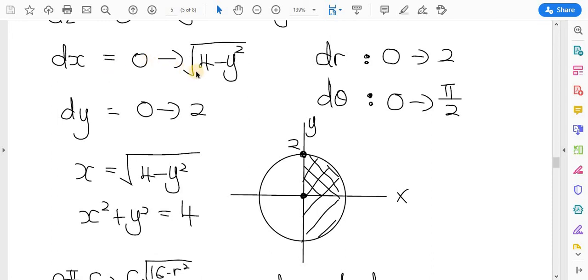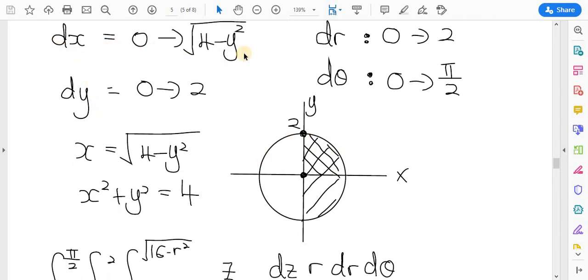So this is the equation where x is equal to this one. When we rewrite it, it will be an equation for a circle where the radius of the circle is 2. So I draw a circle here. According to this interval, my x is from 0 up to the circle. So this straight line is 0, up to the equation of the circle. So I shade this section.